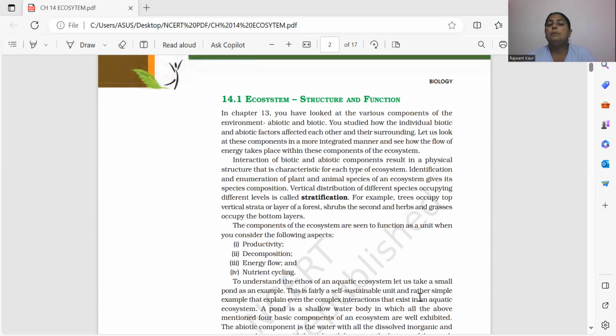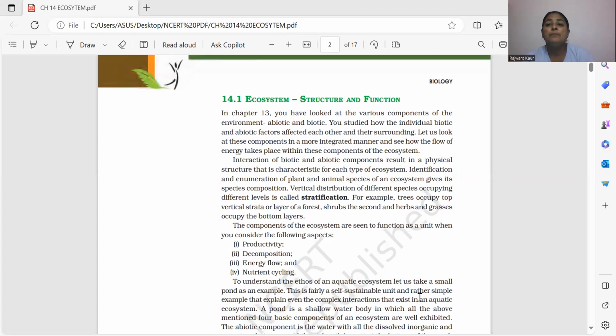So there is one term over here which is known as species composition. If you identify every species in an ecosystem, and you also count the number of plant and animal species that are present in an ecosystem, then this constitutes the species composition. Then, as you know, different species are sometimes distributed in the ecosystem in a vertical fashion. So at different levels in a vertical fashion, different types of species are there. This is known as stratification.